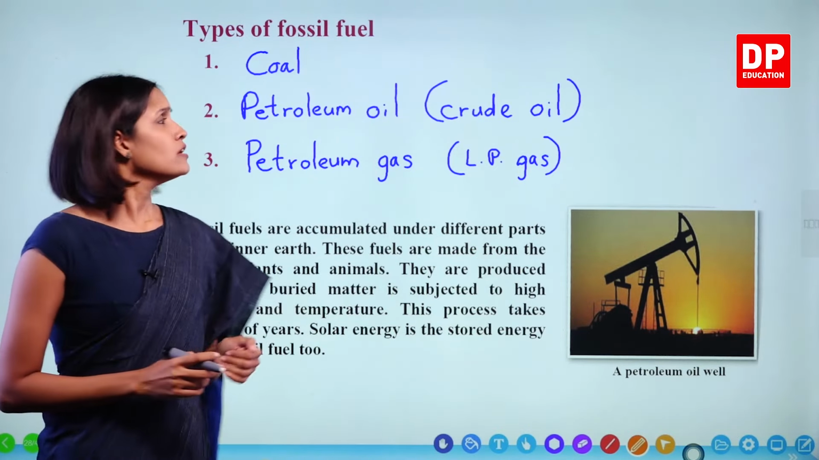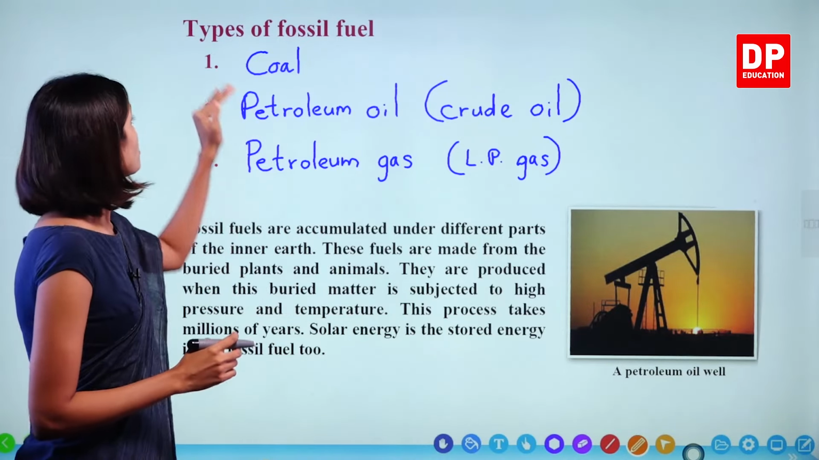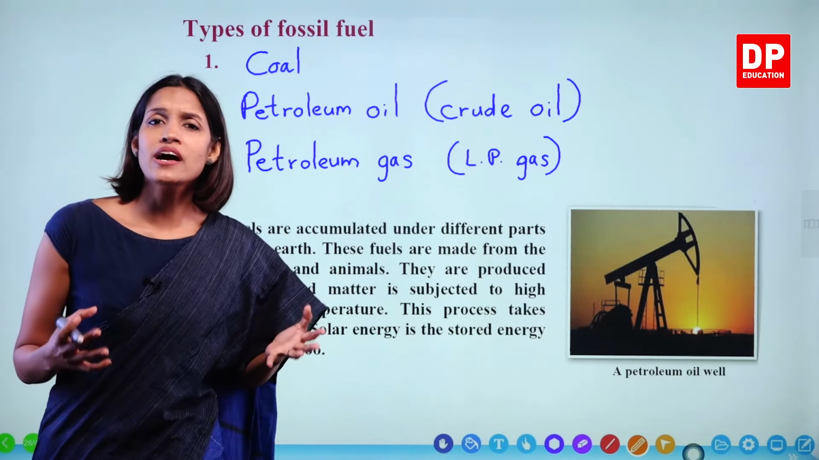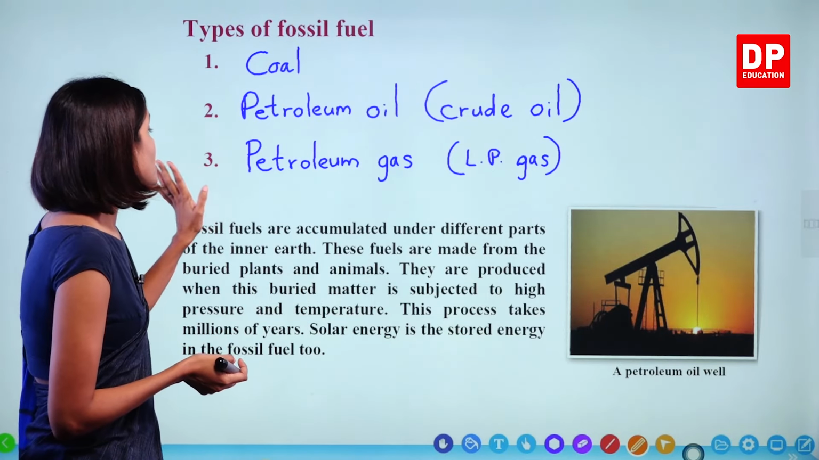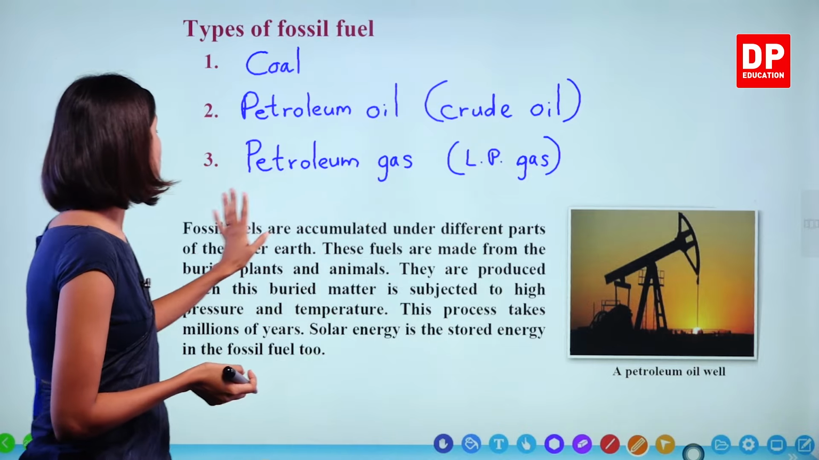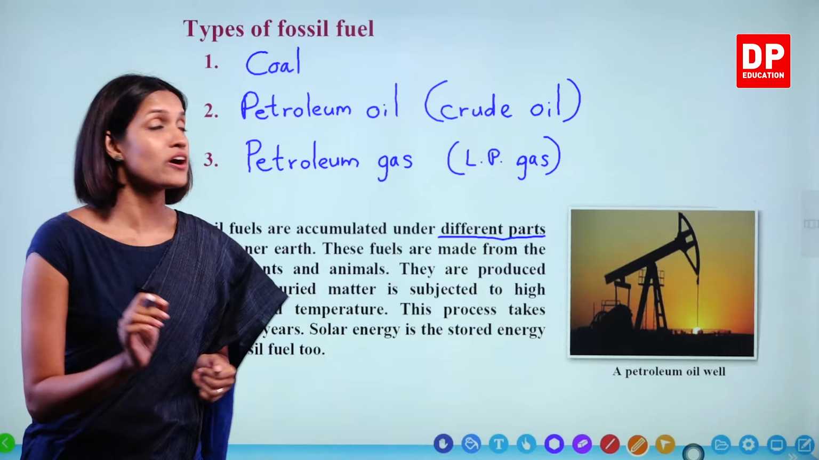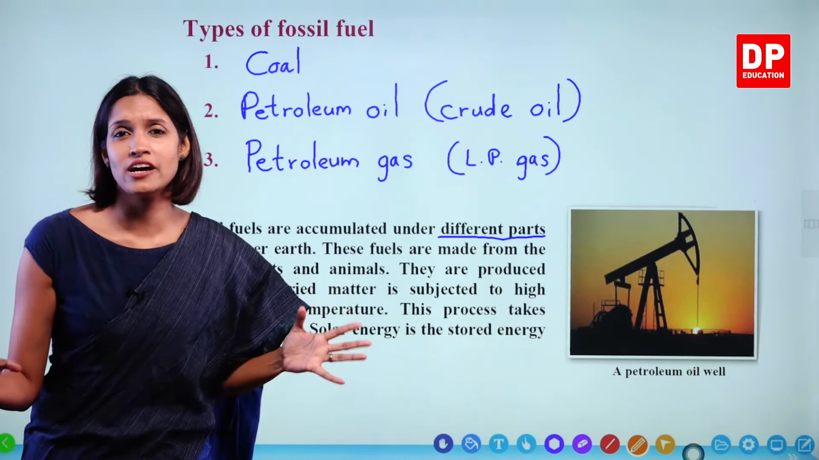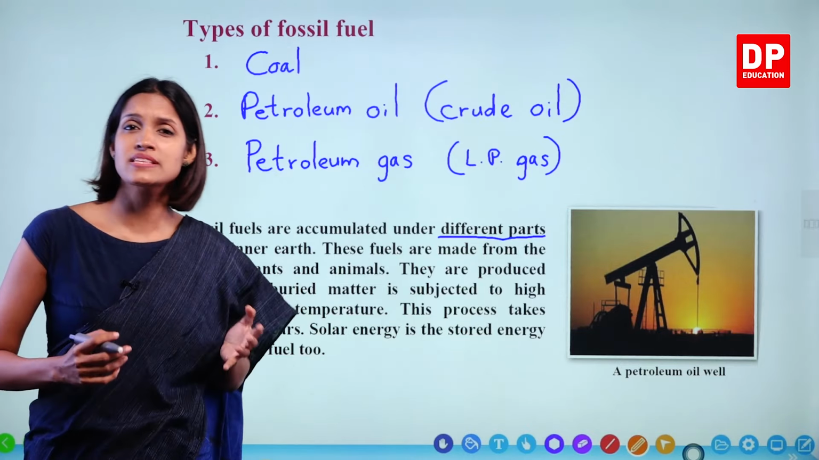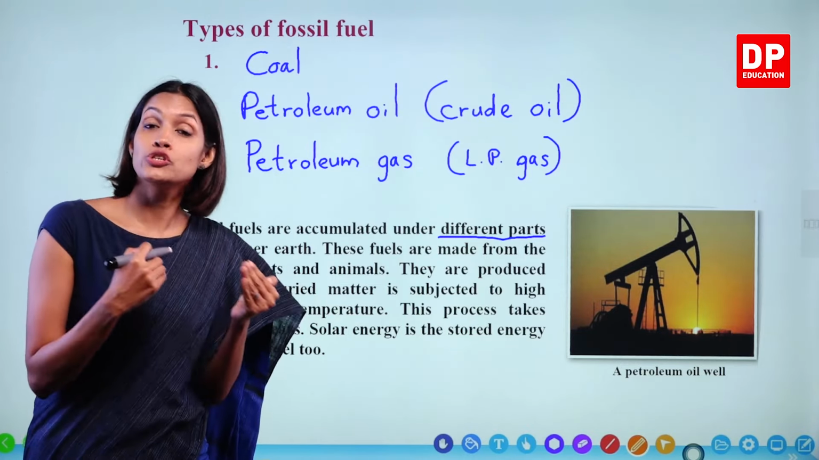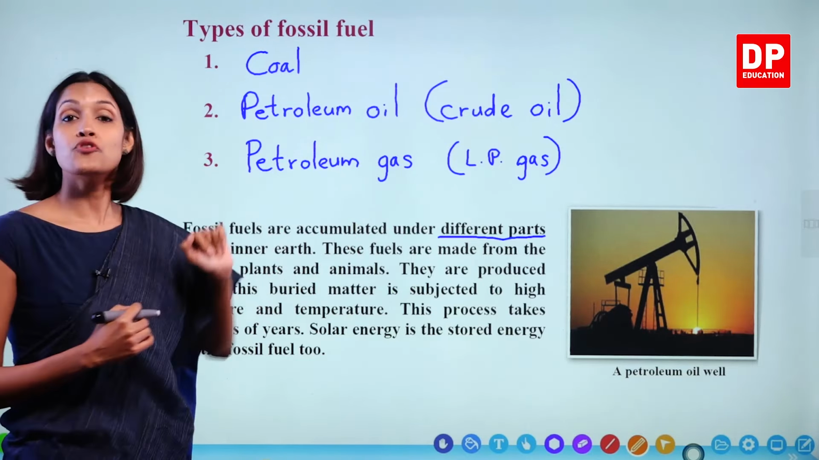Okay, children. So coal, petroleum oil and petroleum gas come under fossil fuels. So where can we get these fossil fuels from? Right. So fossil fuels are accumulated under different parts of the inner earth. You can't find these fossil fuels just anywhere. There are certain areas of the earth where we can find these types of fossil fuels. For example, in Middle East countries, in United States, in Russia, we can find areas with these fossil fuels.